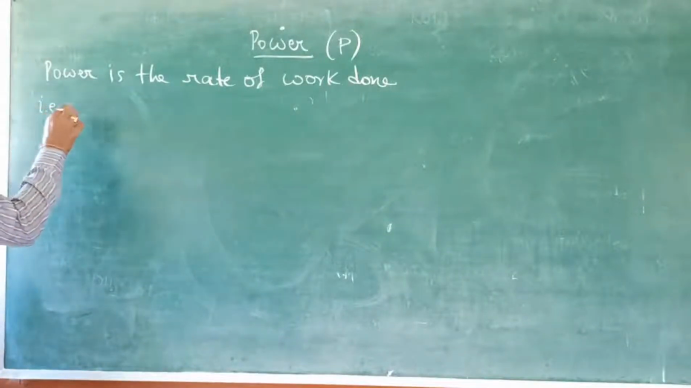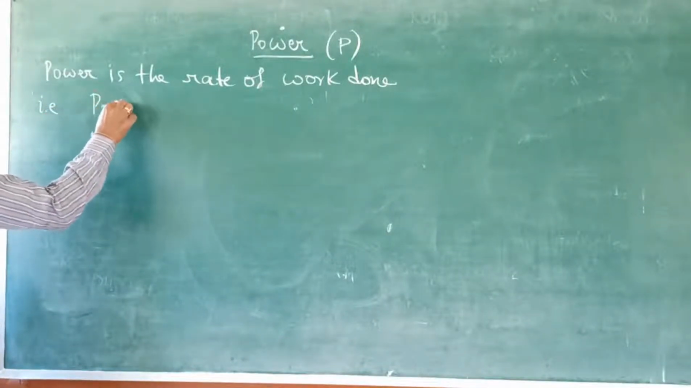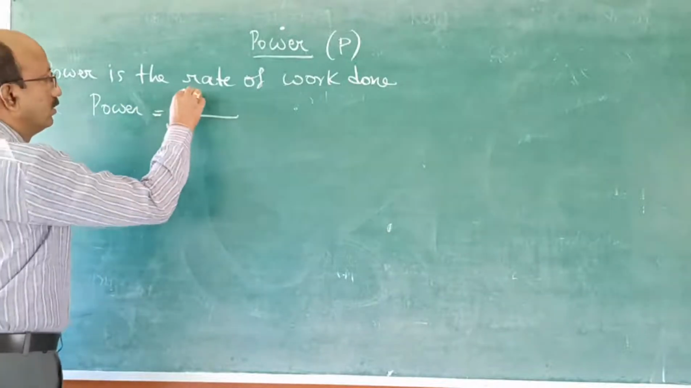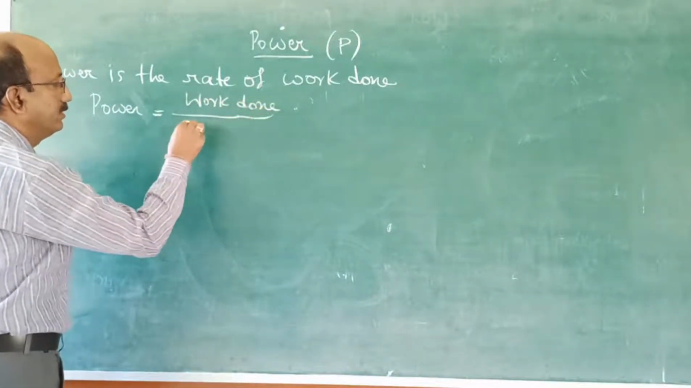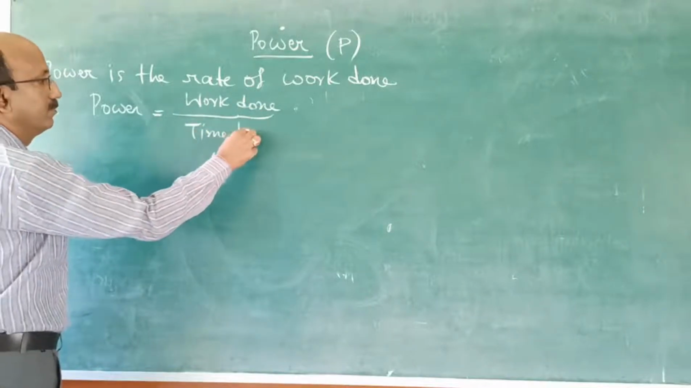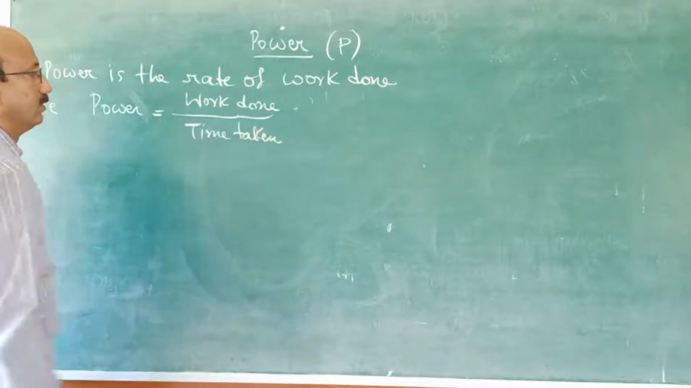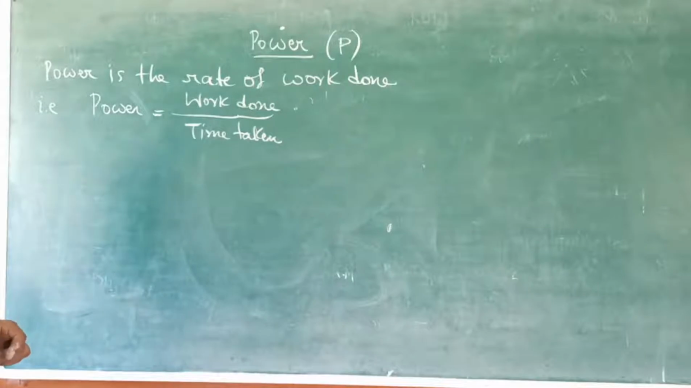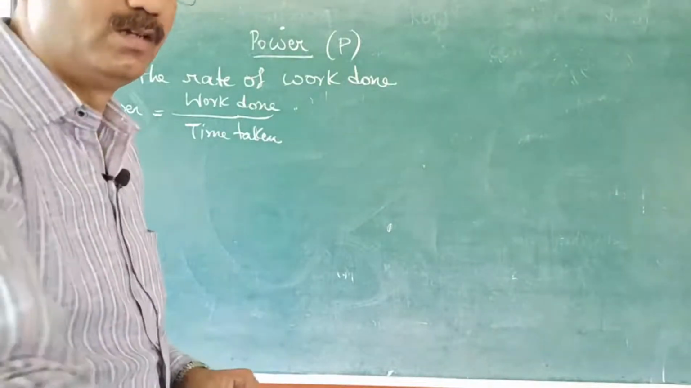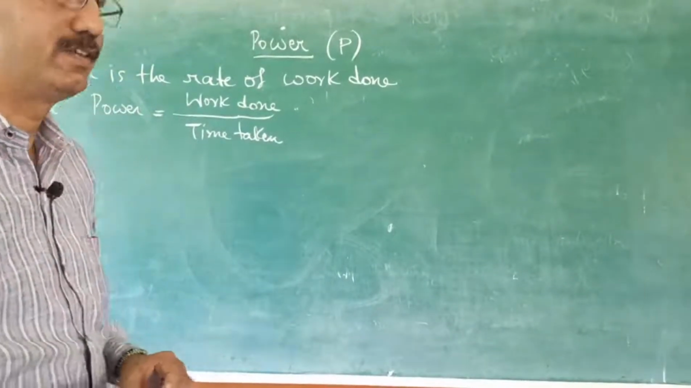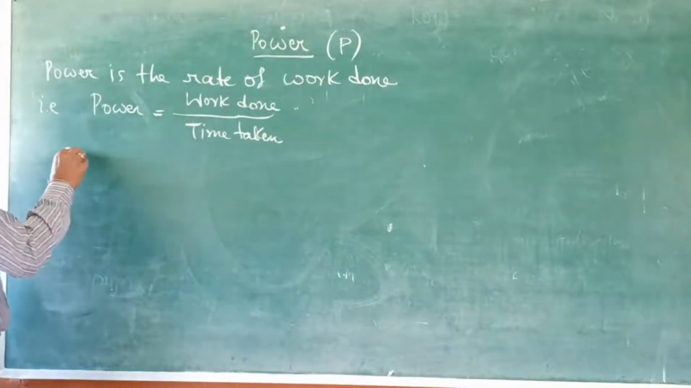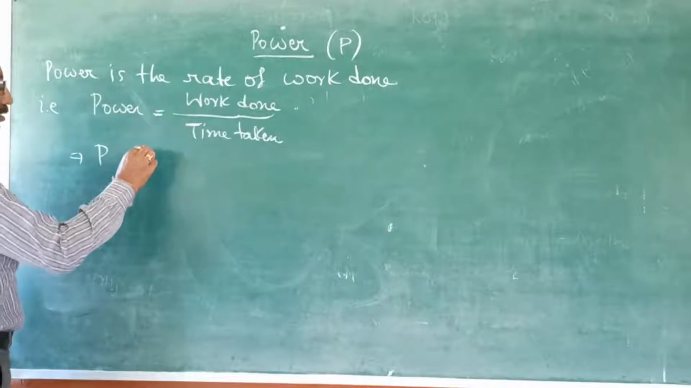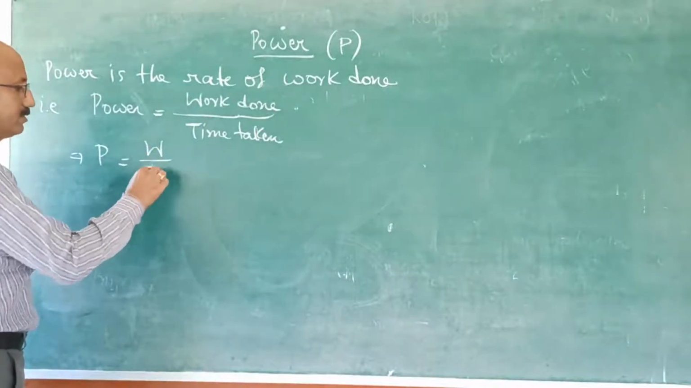That means power equals work done by time taken. So when anything is divided by time, we call it the rate. So rate of work done is called power. So the formula of power goes like that: power equals work done, W, by time, T.